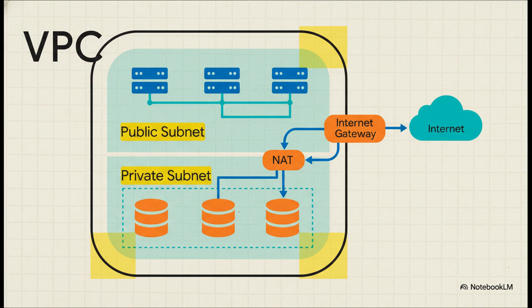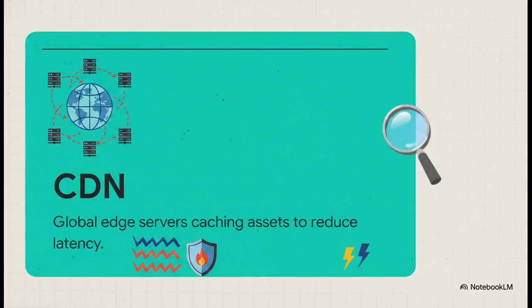If those private resources desperately need a software update from the web, they have to securely route outbound-only traffic through a NAT gateway sitting over in the public subnet. But here's the thing. Even with incredible cloud routing, physics is still physics. Light only travels so fast. If your servers are in India and your users are in the US, that data takes time to travel.